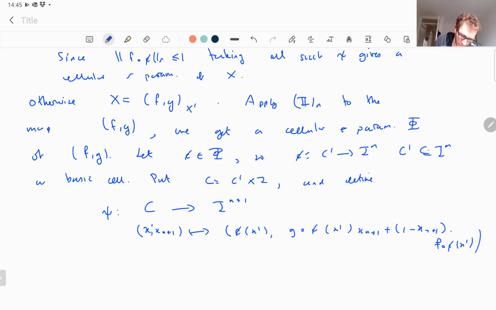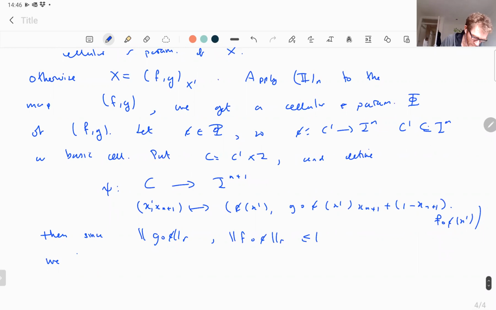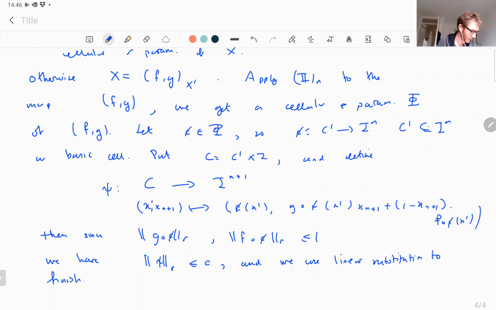And then the derivative of this is bounded, derivative of this is bounded. So then, since these two are less than or equal to one, the derivative of this is going to be bounded by a constant, and we can use linear substitution to finish. Okay, so that's the proof of one in the inductive case, like the set version. So now we want to do the function version.